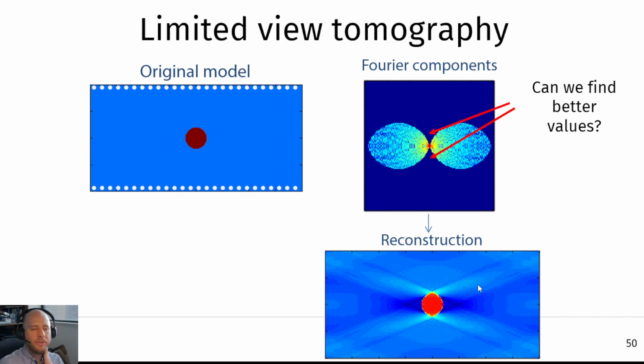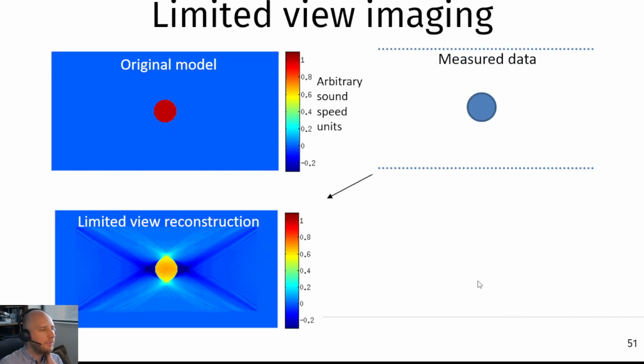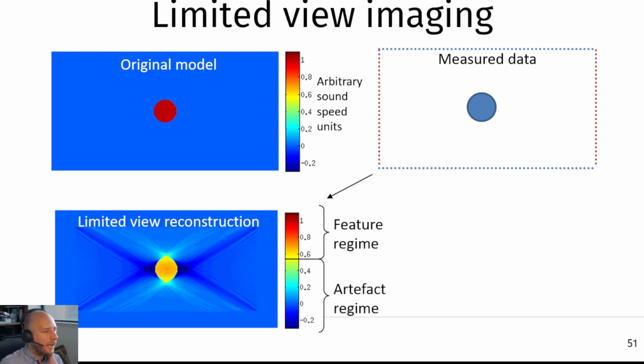And the question is, rather than just using zeros for these unknown terms, can we find better values to kind of populate those regions with? So expressing this another way, we've got our measured data from above and below, and we can put this into our limited view reconstruction, and we see these sort of artifacts that we had before. And in this case, we're trying to effectively find values for two arrays either side of the scatterer to kind of complete this array and turn it into a full view array. And how do we do that?